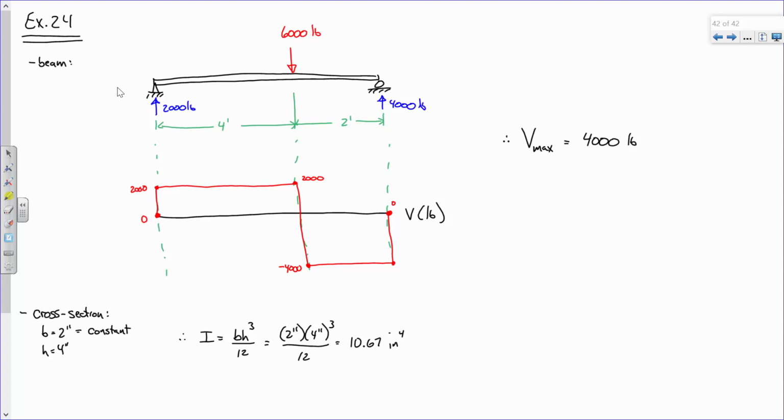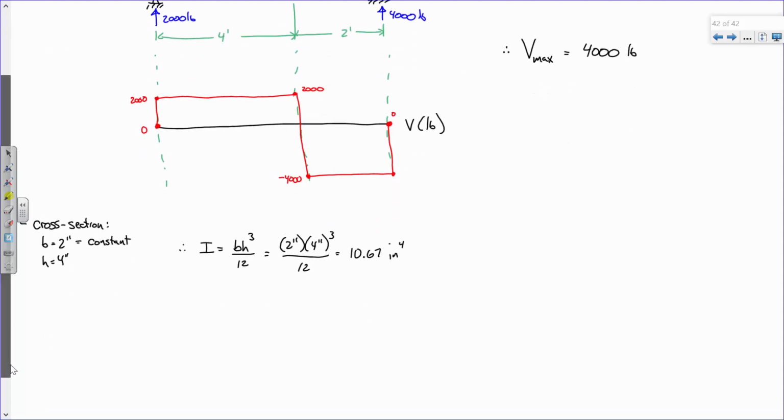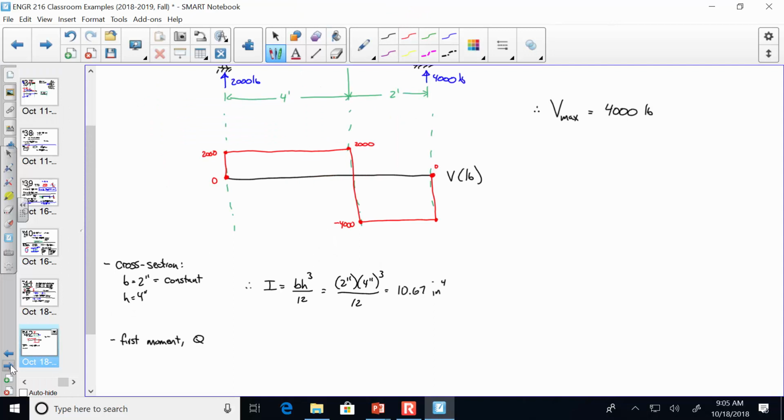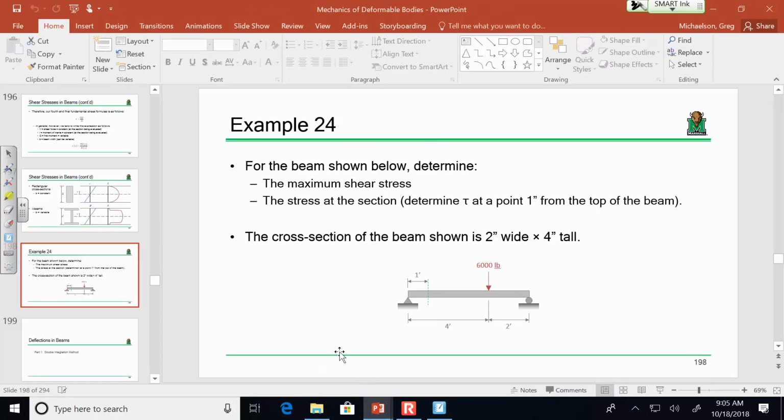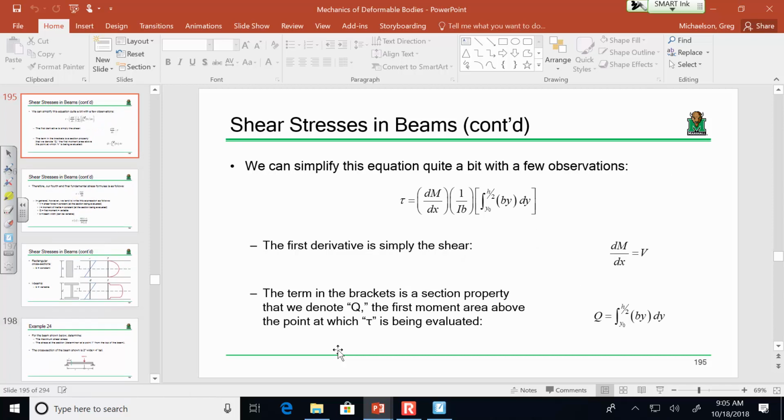let's take a look at this first moment, Q. Let's revise or reread this definition a little bit, because I think this definition in this integral probably makes it a little more complicated than it seems. Q is defined as the first moment of area above which our shear stress is being evaluated.